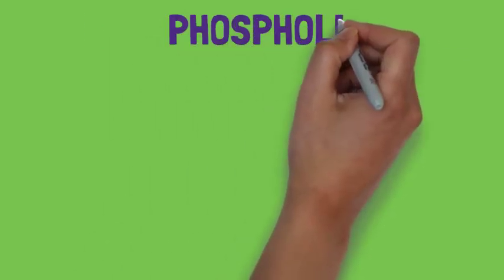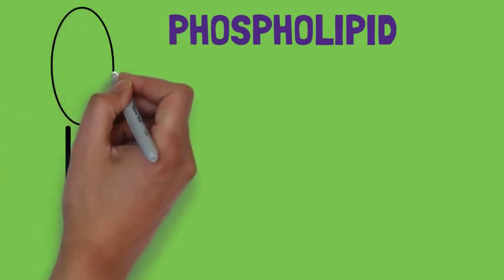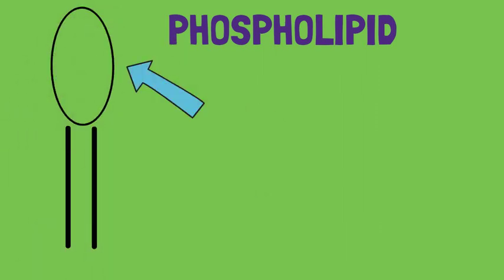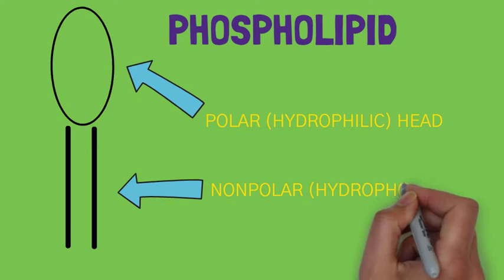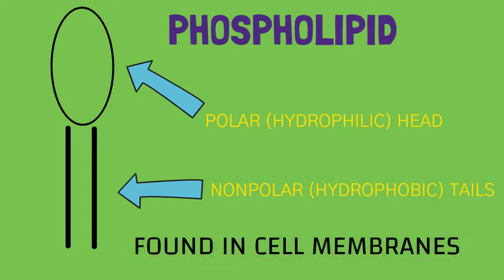A type of lipid is a phospholipid. A phospholipid has 2 fatty acid tails and a glycerol head. A phosphate group is added to the head, making it polar. Phospholipids are also found in animal plasma membranes.